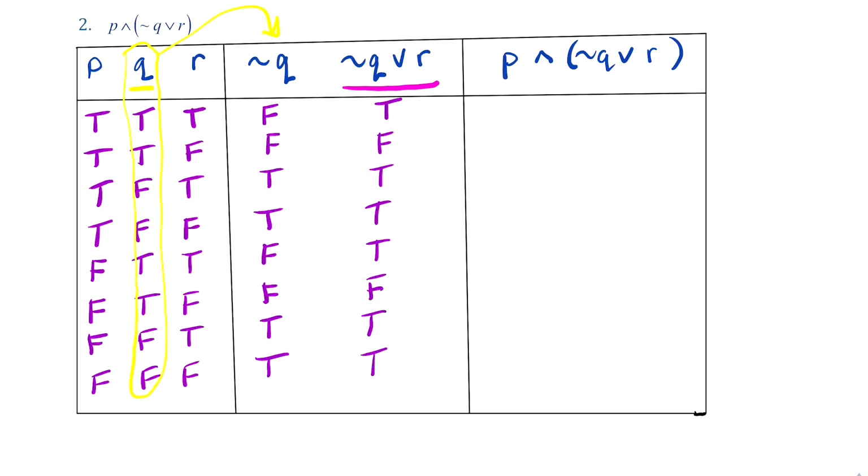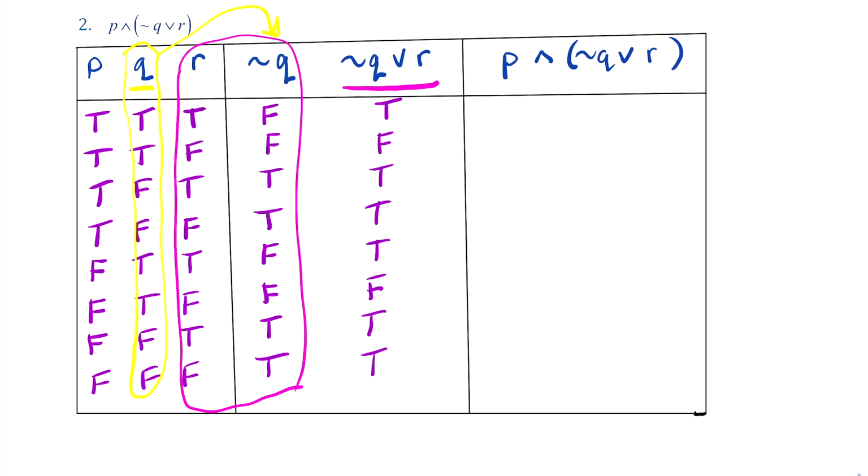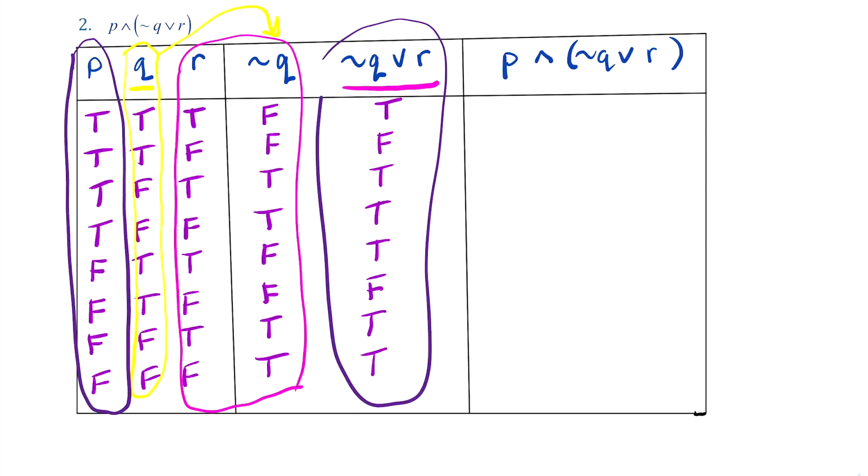So for this one here, what did we look at? We looked at these two columns. Groovy? All right. And next up, we just have our kind of end of the day statement, right? So for this guy, we need to look at P and then this column that we just completed. Now this is the conjunction of those two, so it's only going to be true when both are true.